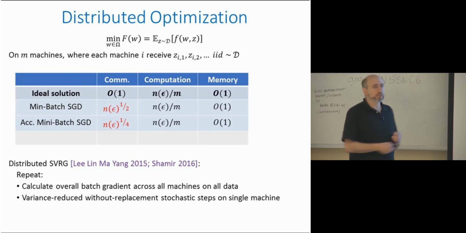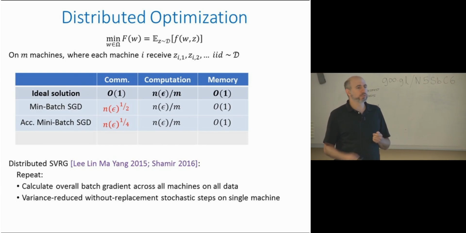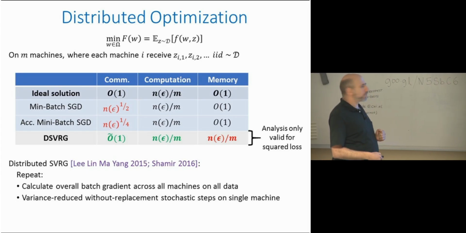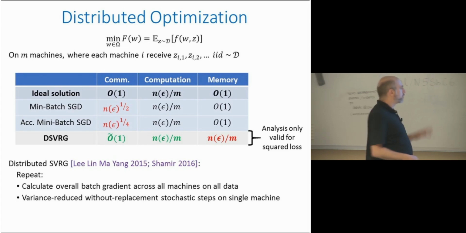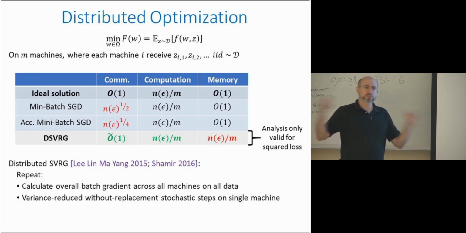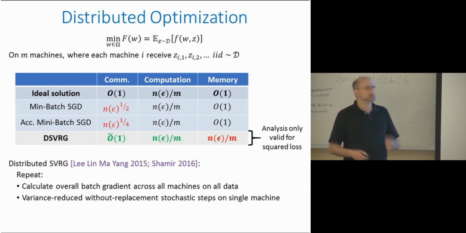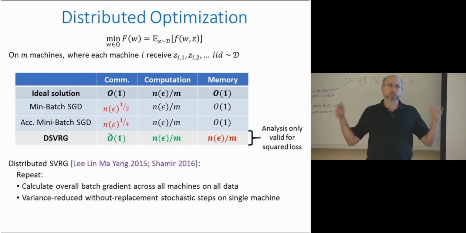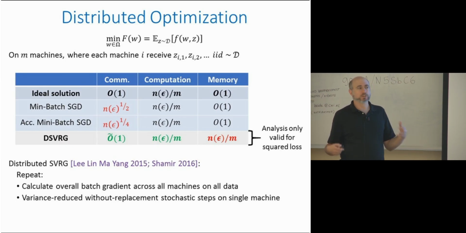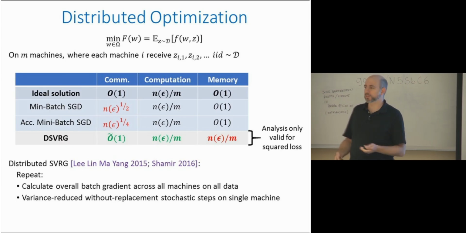You can do much better in terms of communication with, for example, distributed SVRG, which I'm not going to go into here. You can basically distribute SVRG, performing the batch calculations on all the machines, and the stochastic ones on one machine. The point here is that you have to go several times over the entire data set. And so even though you get very good communication cost, you actually have to store all the data on all the machines. So how can you use the mini-batch prox to reduce that?